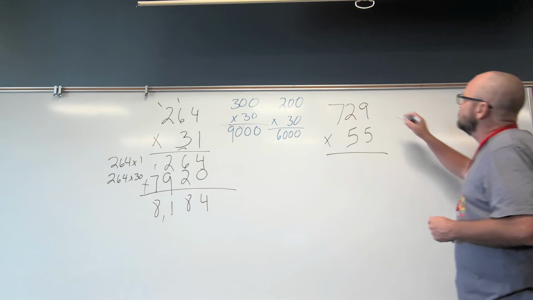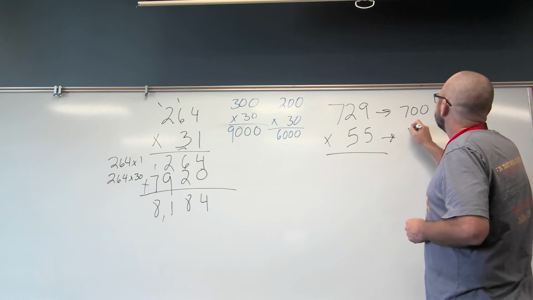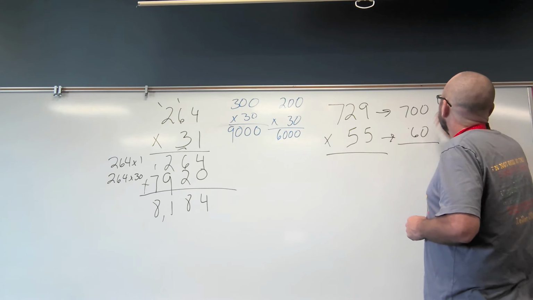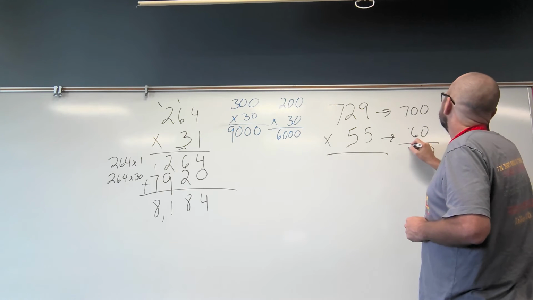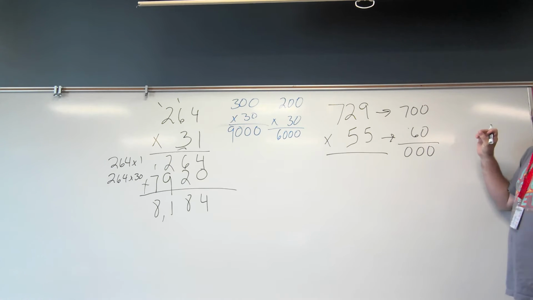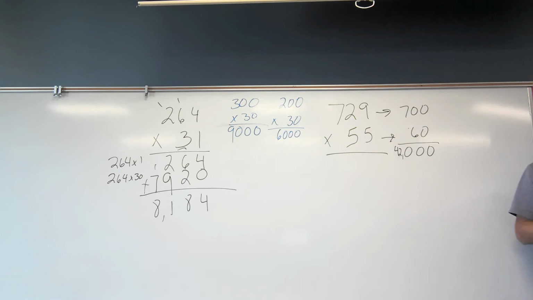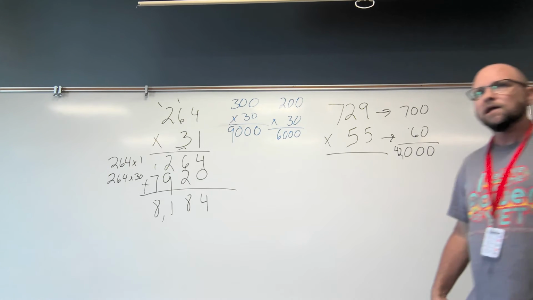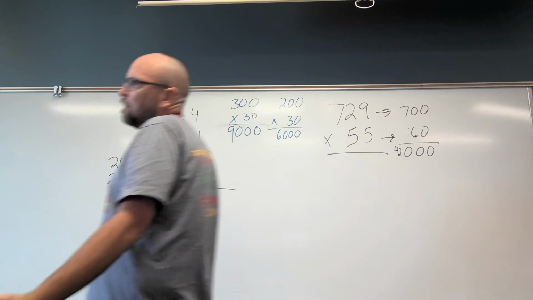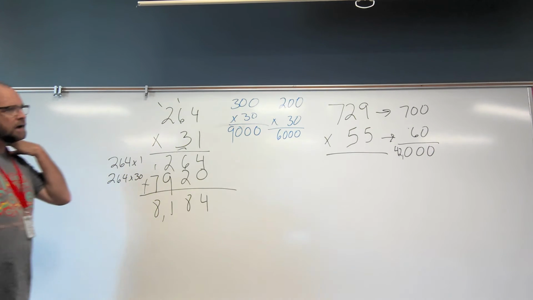If I wanted to estimate this one, let's make this 700, and let's make this 60. And so I've got my 3 zeros here. Then I do 7 times 6, which is 42. So my answer should be in the ballpark of 42,000, somewhere around 42,000. If you got 118,000, that's probably not correct.